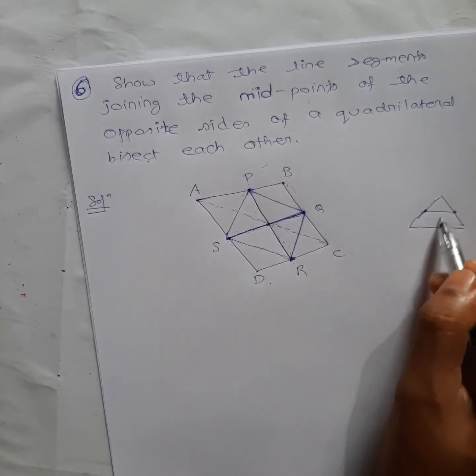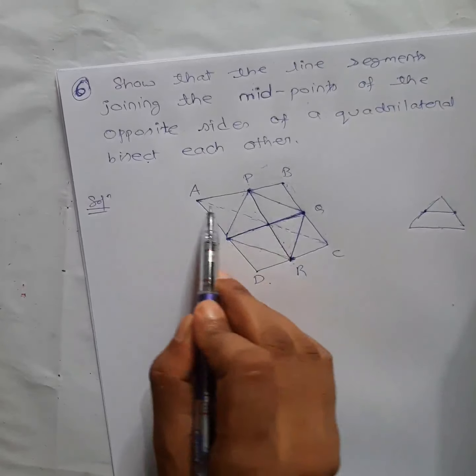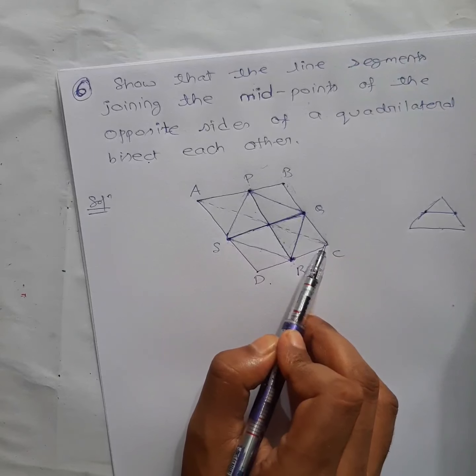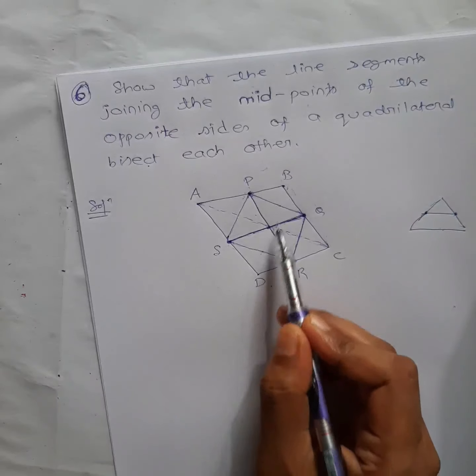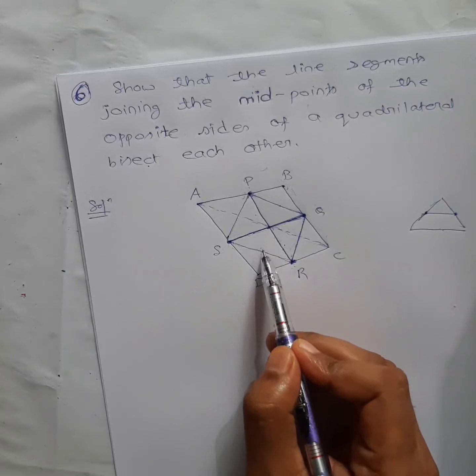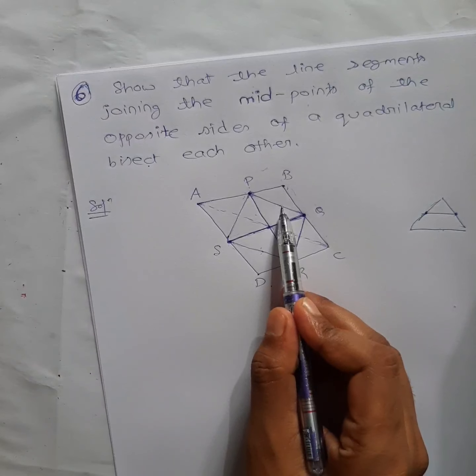We have this theorem. Okay, so I can show this line is parallel to this one using that theorem, and this line is parallel to this. Now if this and this are parallel, and this and this are parallel, I can say this and this are also parallel.